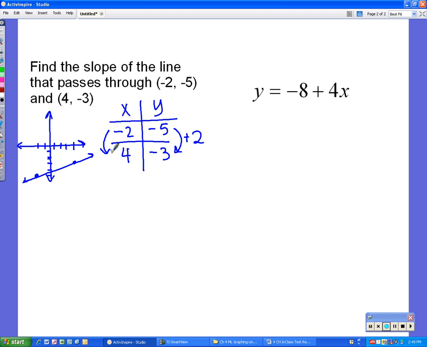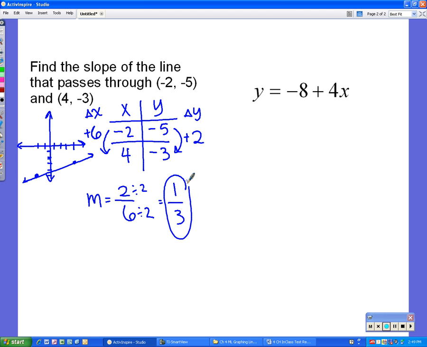It's a little easier with the x. Going from -2 to 4, we're obviously getting bigger. But we're getting bigger by 6. We need to go to the right 6 places on the number line to get from -2 to +4. So this is my change in y, this is my change in x, and I divide those to get my slope. So my slope is +2 divided by +6. Now that fraction can be reduced because I can divide the top and the bottom by 2. So 2 divided by 2 is 1, and 6 divided by 2 is 3. The slope here is 1/3.